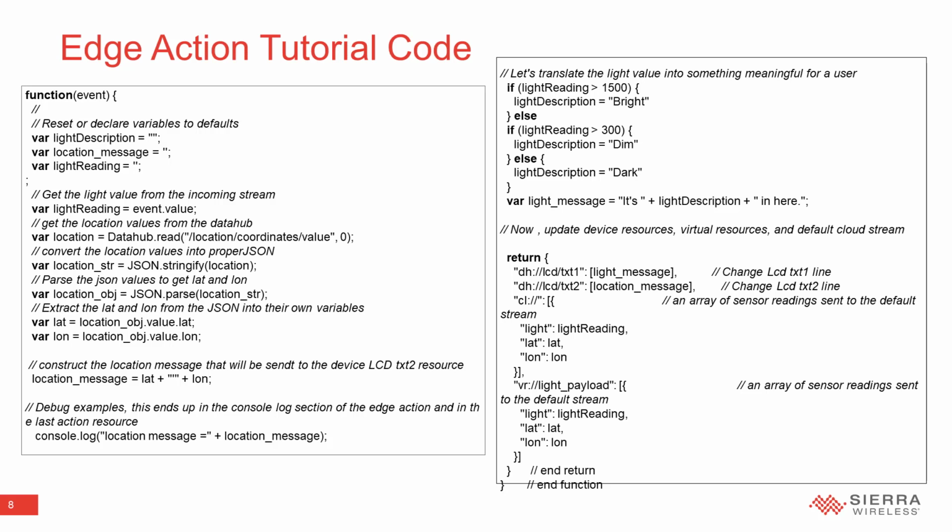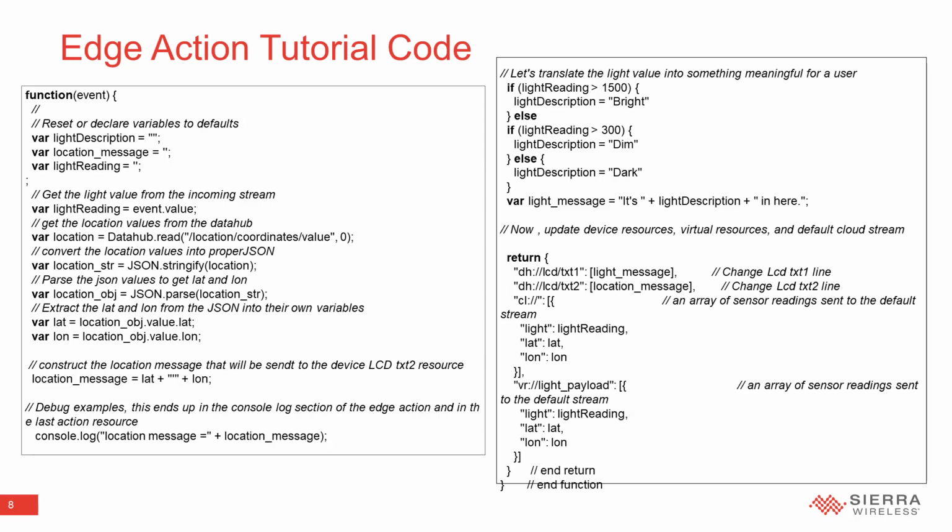This is the edge action code we'll use for our tutorial. Remember, this edge action is triggered from the light sensor values off the Mango Red. The data hub is then used to read the GPS coordinates of the lat and long off the onboard GPS. A location message is constructed that will be used later in the edge action. Here I've included a console log to show an example of debugging. And then we'll construct a meaningful message for a user.